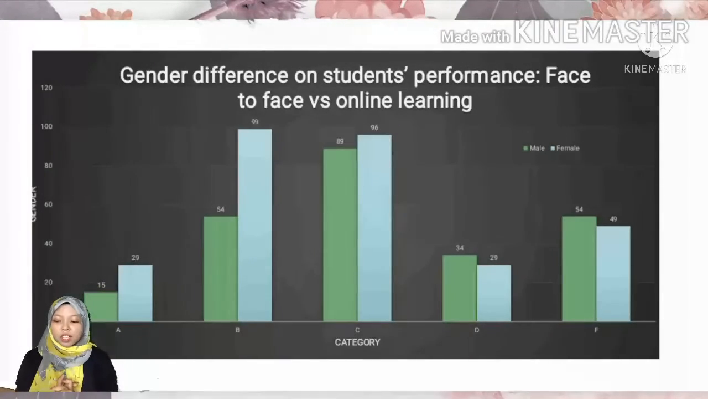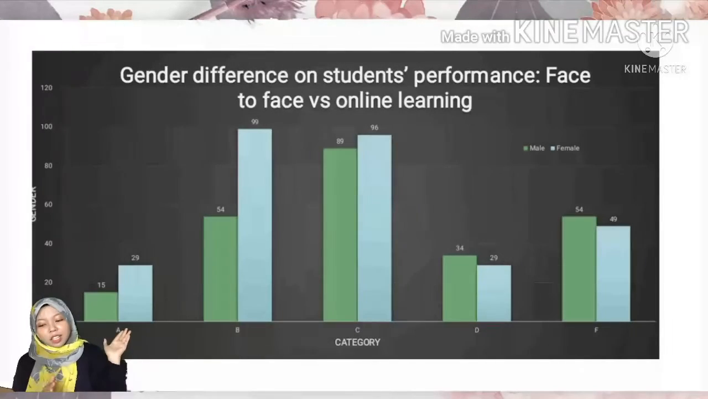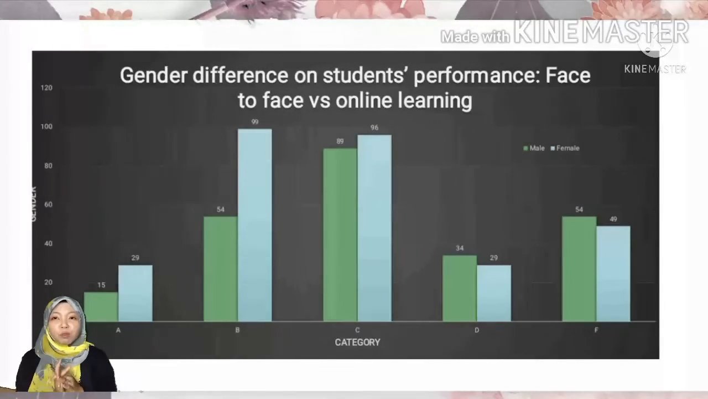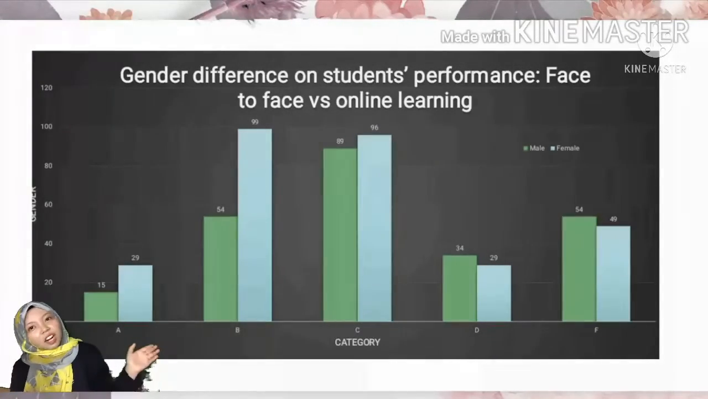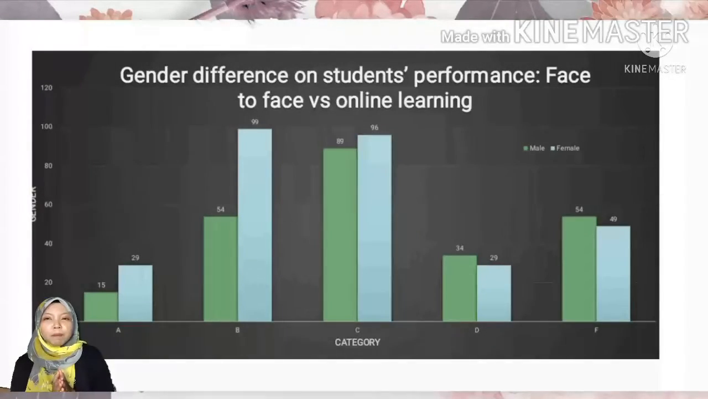Okay. For class D, if you look, class D female have only 29 and male have 34 students. Okay, and lastly, class E has 49 female and 54 male students. Okay, if you look, this graph looks very good, right?